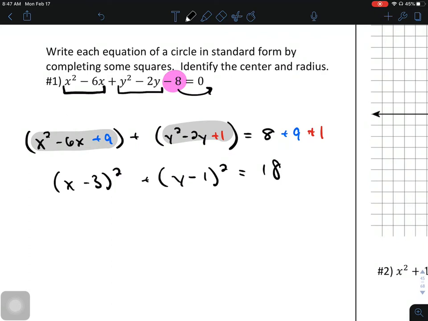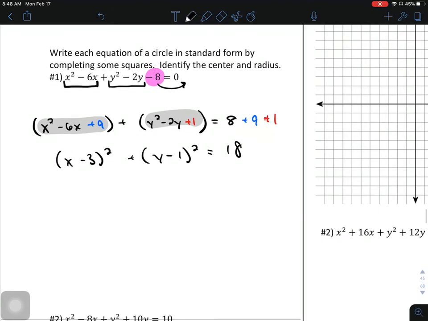Just a quick review, how do we get this binomial? If you take the square root of the first term, it goes here. Square root of the last term goes here. Sign of the middle term goes here. Square root of y squared, square root of 1, sign of the middle term. It's always squared because you're making a perfect square trinomial.